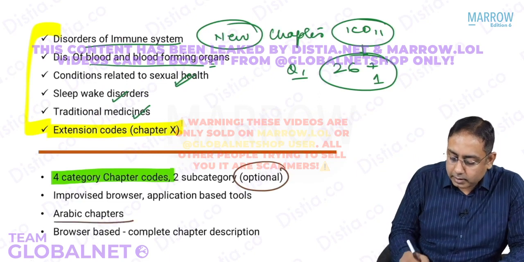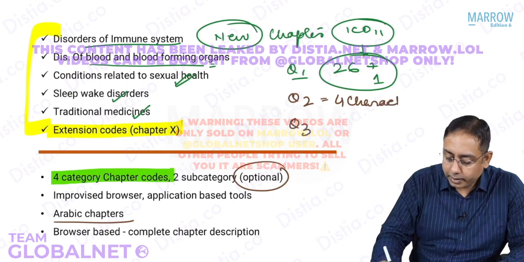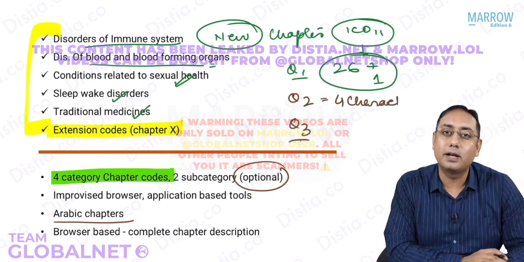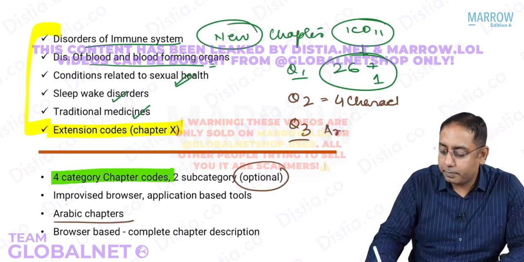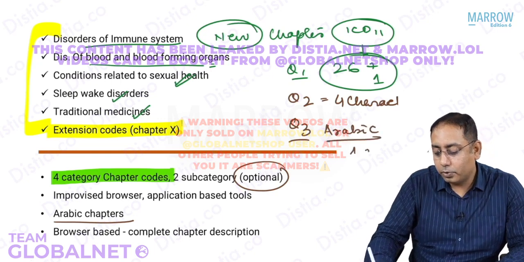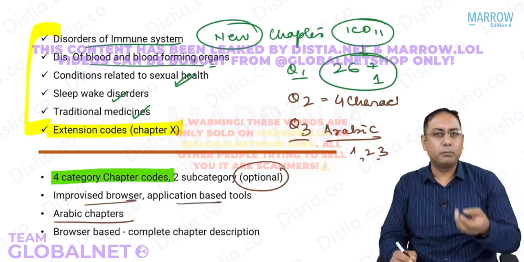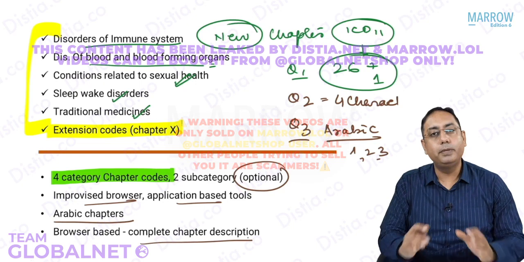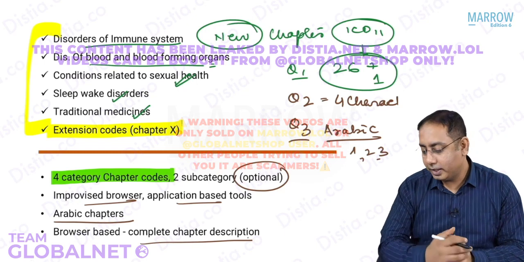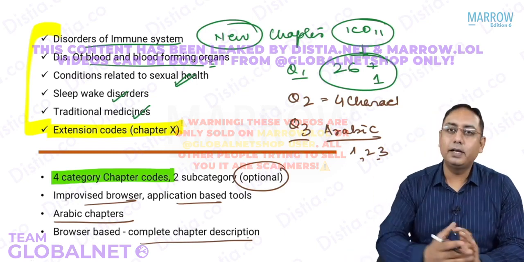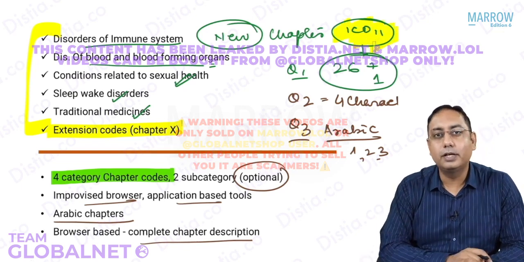Next, the second point was the 4 character code. The third point that you need to memorize is that the chapter numbers are now not Roman. In ICD-10, it was Roman numerals. Now they use Arabic numerals. Arabic numerals means 1, 2, and 3, the normal English type numerals that we use. There is a better browser application, mobile application based tools, and there is a complete chapter description. It is more improvised, with more IT technologies being used in the ICD-11 classification. So these were some of the MCQs which you can get about the new ICD-11 classification launched in January 2022.